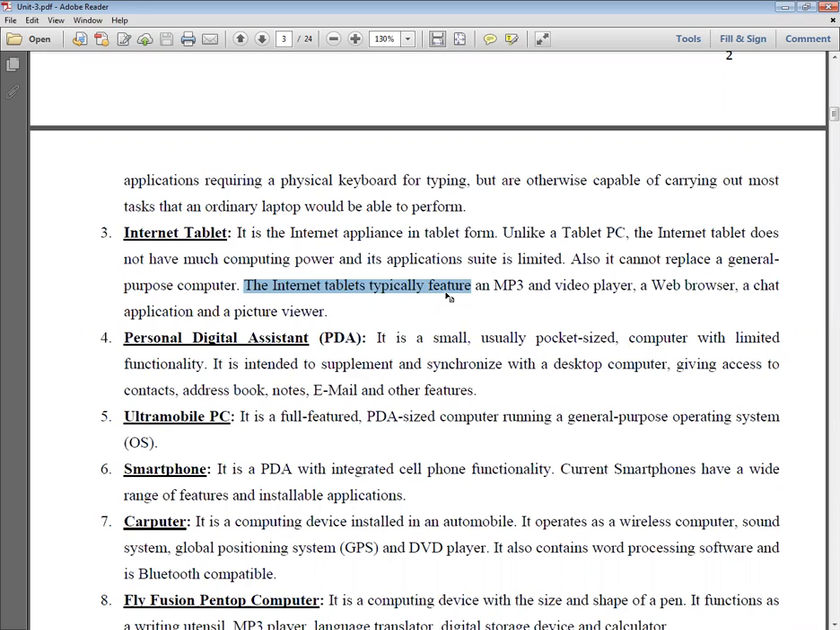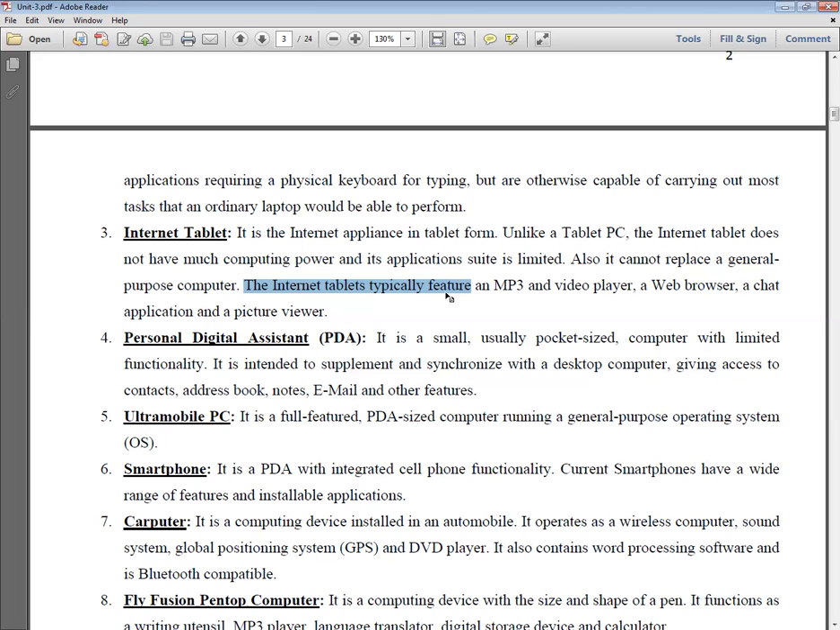So finally, what we need to conclude from this PDA is, it is a small device and we can keep that particular device in our pockets. The disadvantage is it is having some limited functionality. All the features will not be working in the PDA. It is going to have some limited functionalities. And the advantage is it gives access to the contacts. It has an address book, it has notes like a notepad where we can store some data, and we can send email also by using the PDA. These are all the advantages.